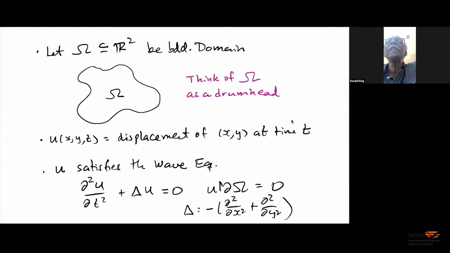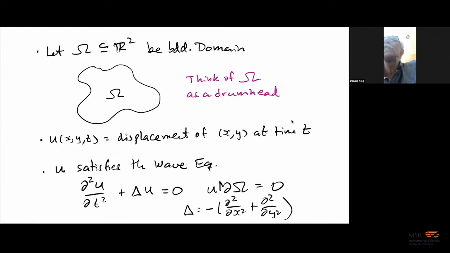So this displacement function satisfies the so-called wave equation, second partial of u in t plus the Laplacian operator times u is equal to 0. And we assume that the boundary of the drumhead remains in the plane. So we have what I'll call the mathematician's Laplacian, minus the sum of the second partials with respect to x and to y. And we'd like to understand that function.